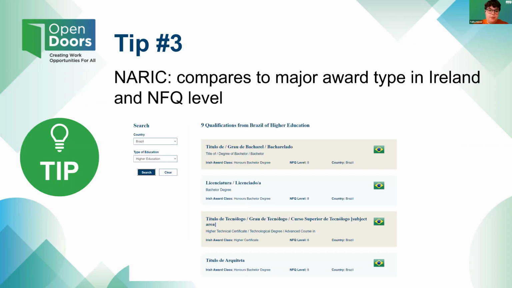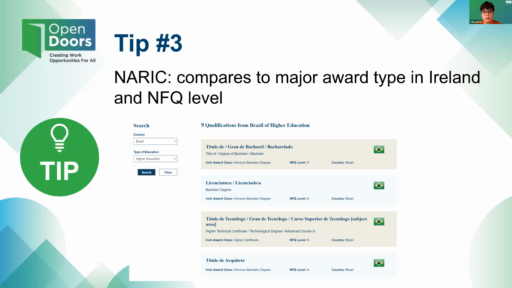So another tip of a tool that you can use is called NARIC. It's a free tool, again, online, that compares any major award type that you have, any qualification that you have, with a major award type here in Ireland. And it also gives you the national framework level. So what does that mean? So I can come in here.